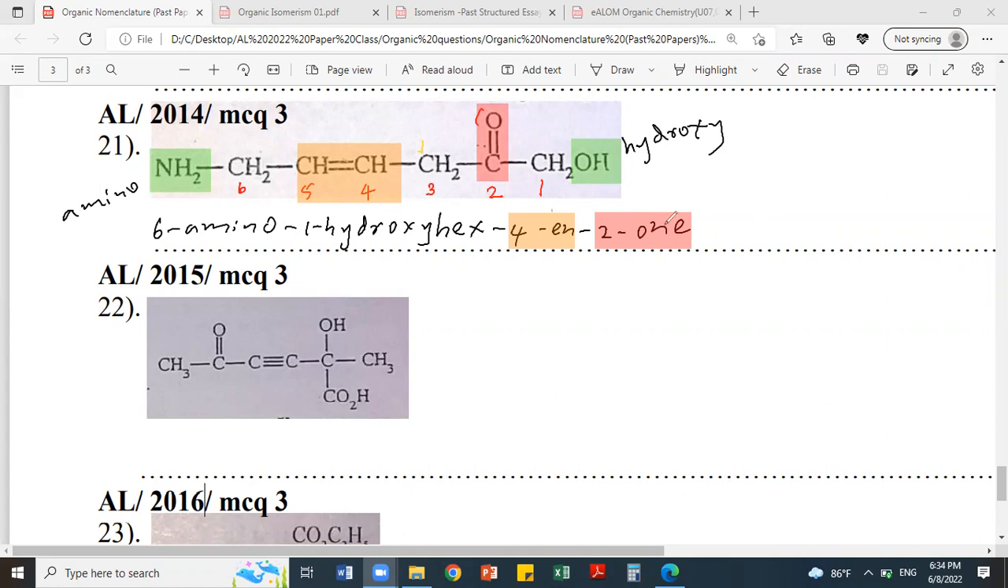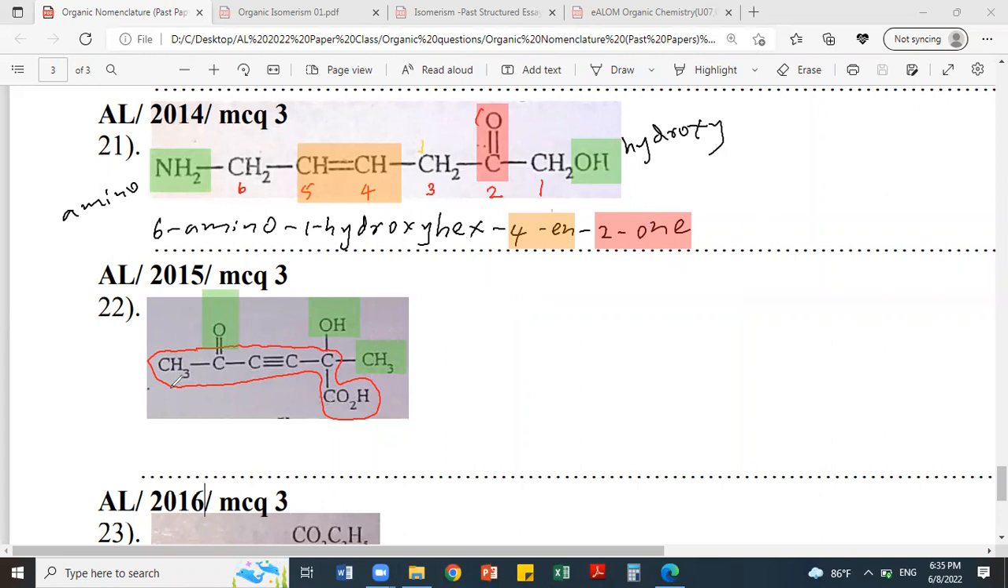Now, what is the first task? Selecting the longest chain containing the triple bond, double bond, and the functional group. So, you have to select the longest chain like this. This is the longest chain. And you have to start numbering this chain, giving the lowest number to the functional group. So, all this becomes side groups. The substituent groups: OH is a substituent group, and oxo also a substituent group. I highlighted them green.